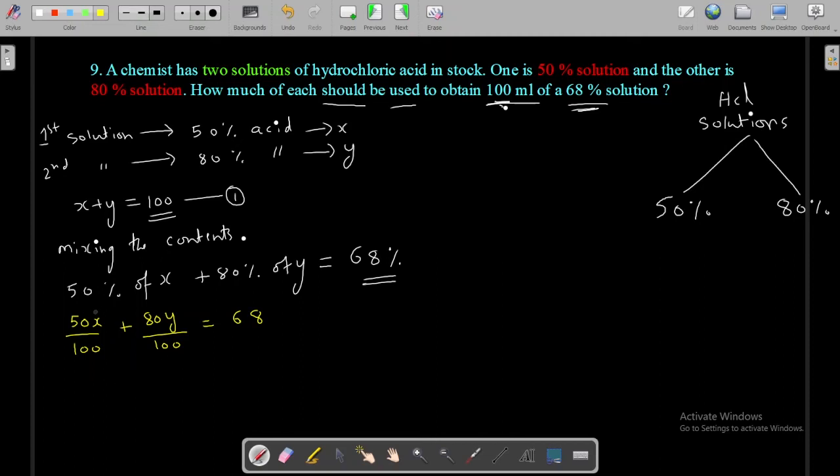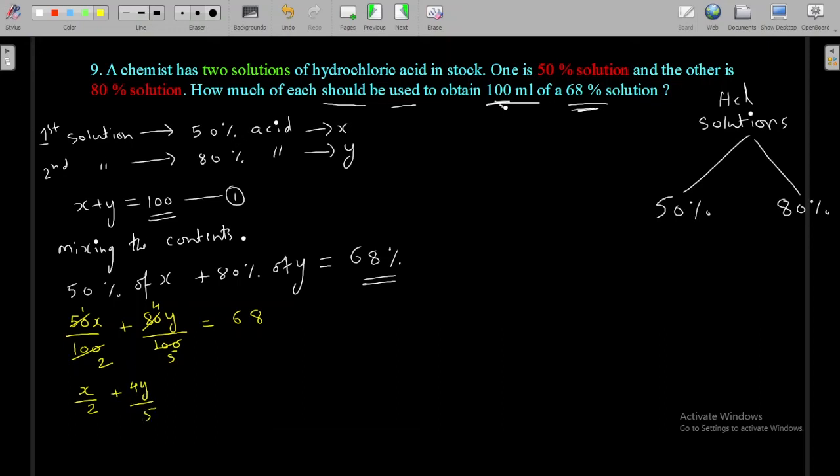Or if I simplify, 50 ones are 50, twos are... Similarly, 4s are, 5s are 68. So I will be getting the equation as x by 2 plus 4y by 5, which is equal to 68.